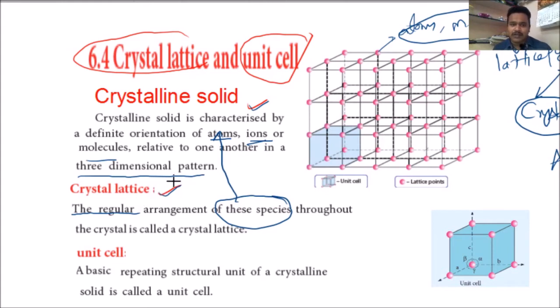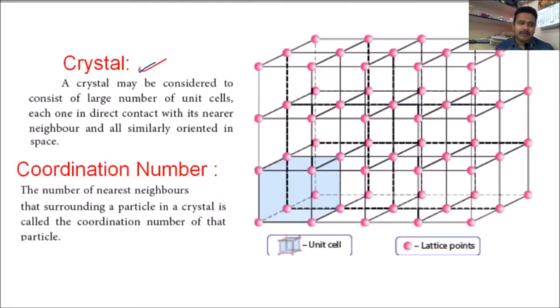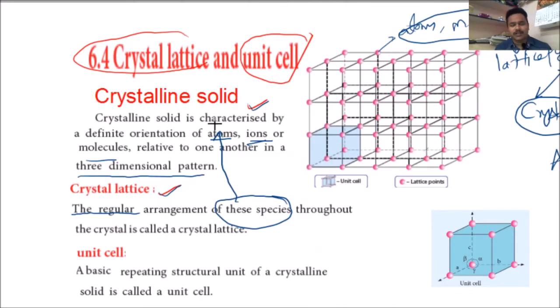Crystalline solid, otherwise crystal lattice, and the other one is crystal. The crystal may be considered to consist of a large number of unit cells. We will talk about unit cells, and then I will talk about the crystal. This much solid is there, this much crystal, this much crystal lattice. So how is this solid going to form?